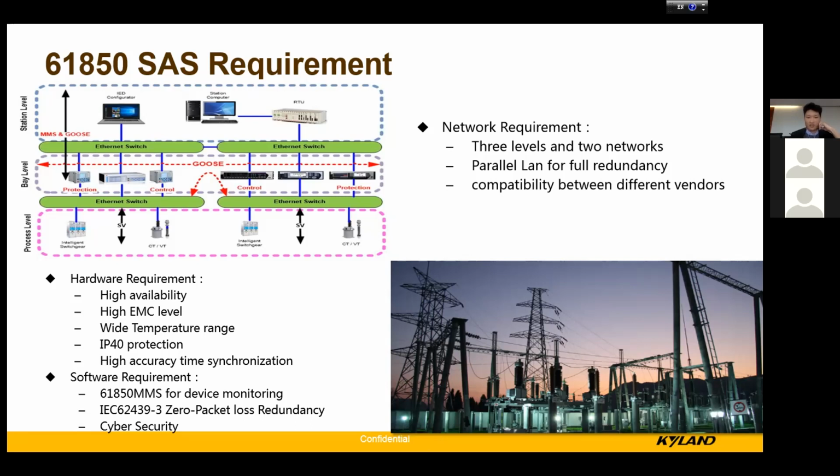And for the software requirements, 61850 MMS should be supported on the devices for the centralized monitoring. Besides, according to the 61850, the IEC 62439-3 PRP and HSR and RSTP are the recommended redundancy protocols for the substation. Besides, the cybersecurity features are more and more prioritized in the substation design these days.